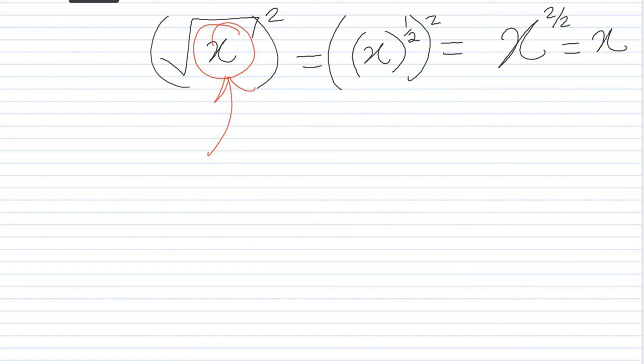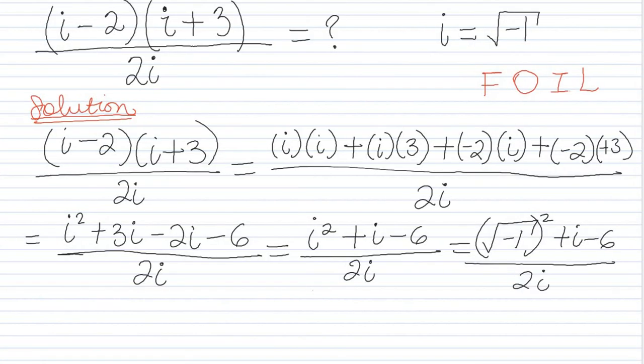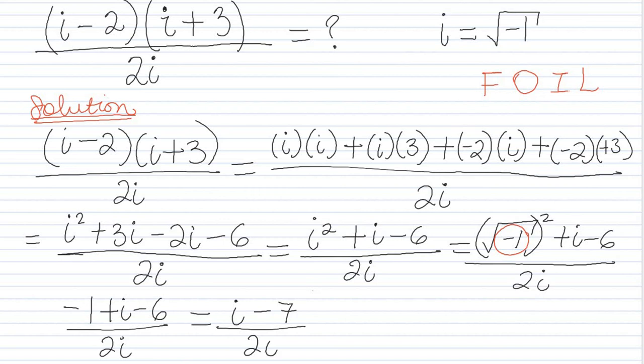So we're going to apply this same understanding to the previous page. So you have the square root of negative 1 all squared, which is the same thing as just the information inside of the square root. So you have negative 1 plus i minus 6 divided by 2i. So that would be i minus 7 equals 2i.